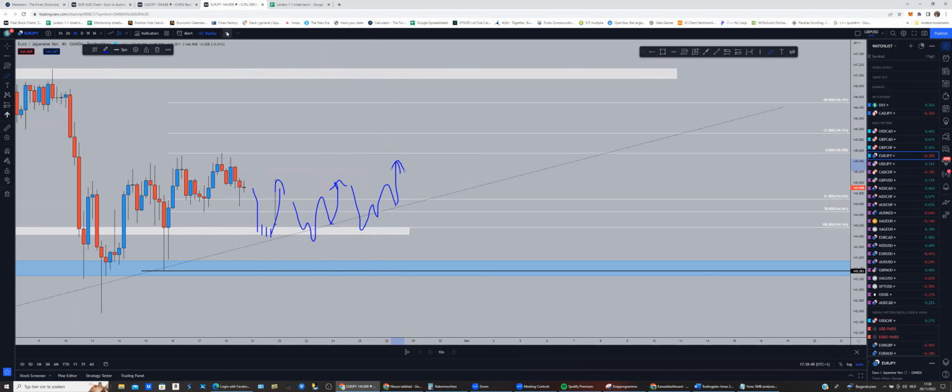Good. So yeah, these are the trades I'm now looking at. There are more potential trades, but these are the ones I'm most looking at for the moment. So the upcoming days will make it more clear what the Forex market will do.